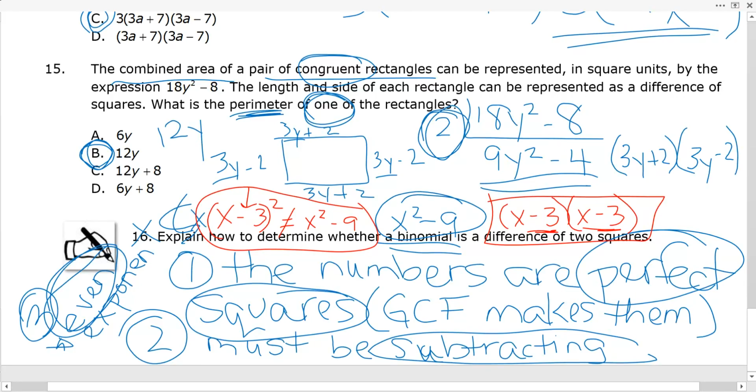Don't be willy-nilly and just assuming things are perfect squares or difference of 2 squares.